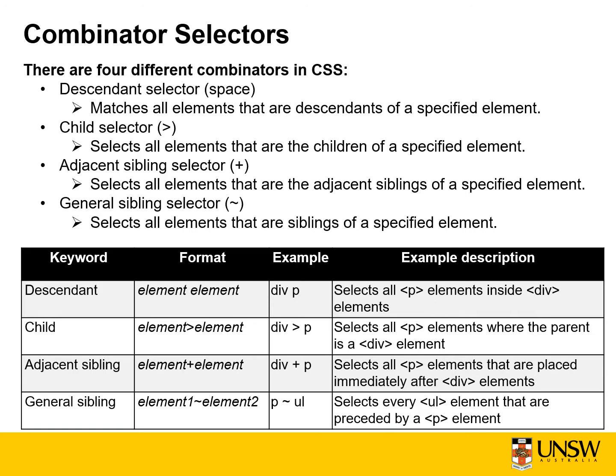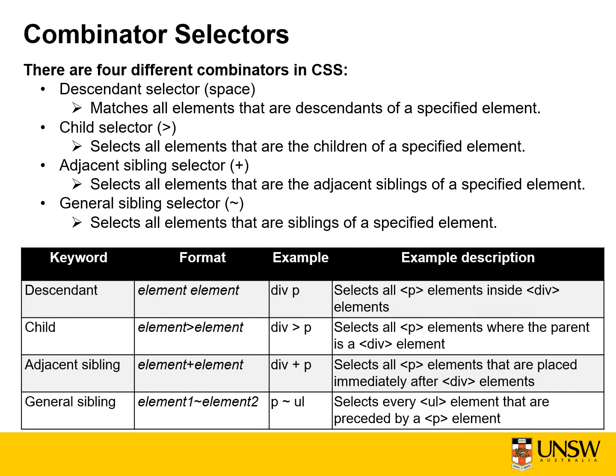But in order to use combinator, pseudo-elements, and pseudo-class selectors, you need to know the keywords that can be used to make different selectors. Let's start by the combinator selector keywords. There are 4 keywords including space, greater than, plus, and tilde to make different combinator selectors called descendant, child, adjacent sibling, and general sibling. The descendant selector matches all the elements that are descendants of a specific element. The child selector selects all the elements that are the children of a specific element.